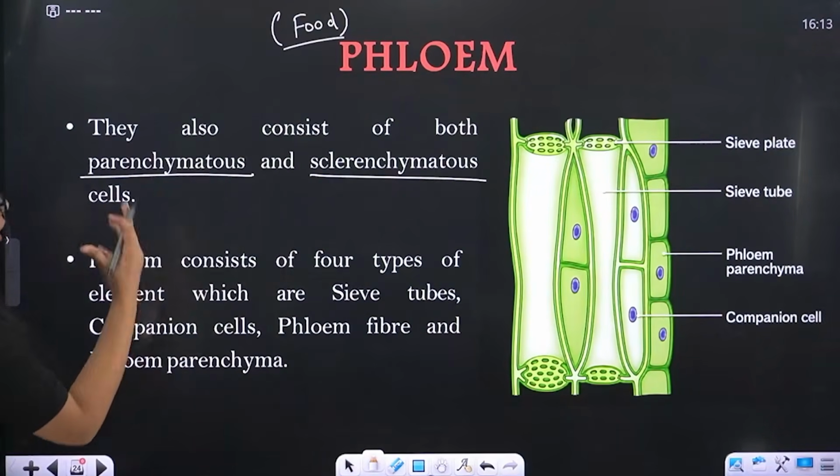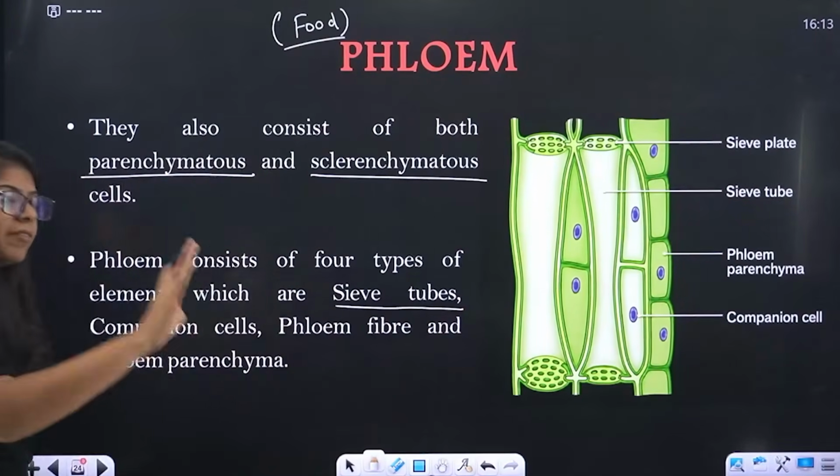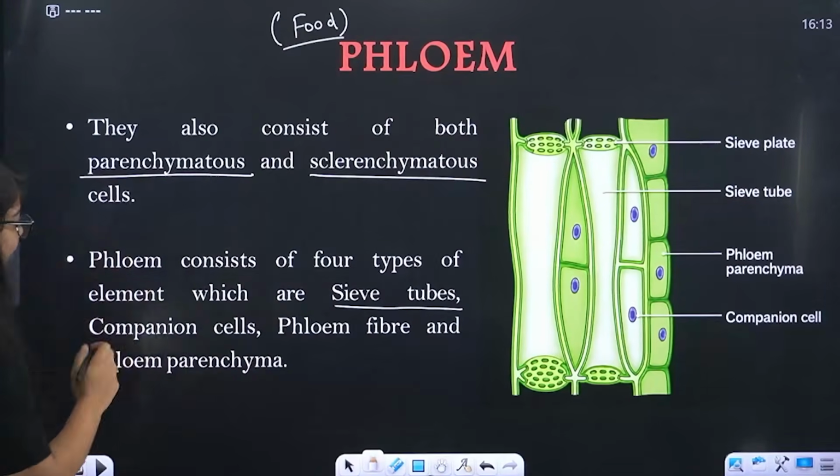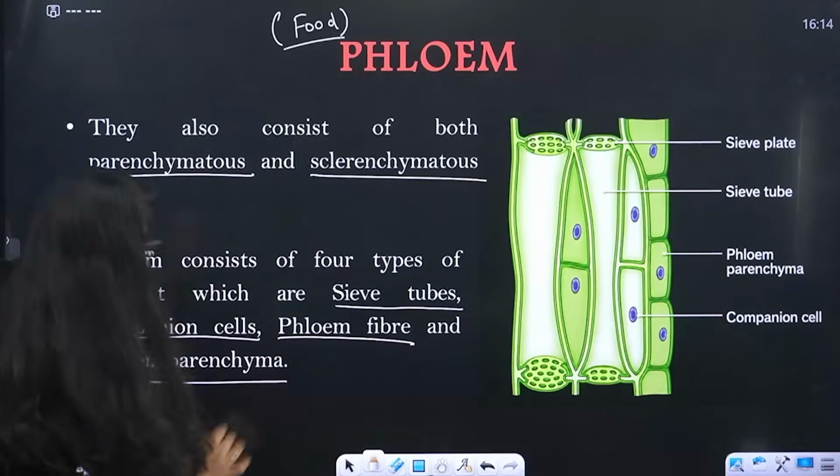Okay, the phloem consists of 4 types of elements, which are sieve tubes, companion cells, phloem fiber and phloem parenchyma. We'll understand everything, don't worry.